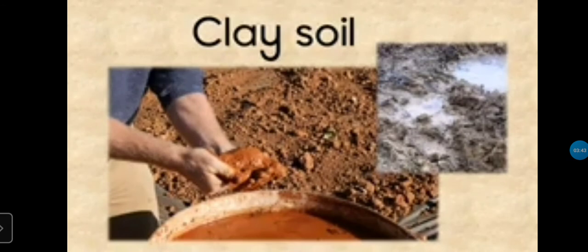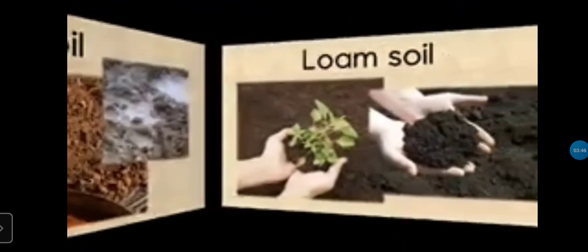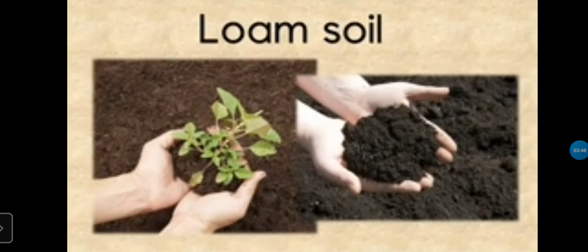Now we are going to learn about loam soil. Loam is the best soil for plants and seeds. It doesn't get too dry or too wet. It is also fertile for growing plants. It is a mixture of sand and clay soil. It is also darker in color. You can see two pictures of loam soil. It is darker in color.